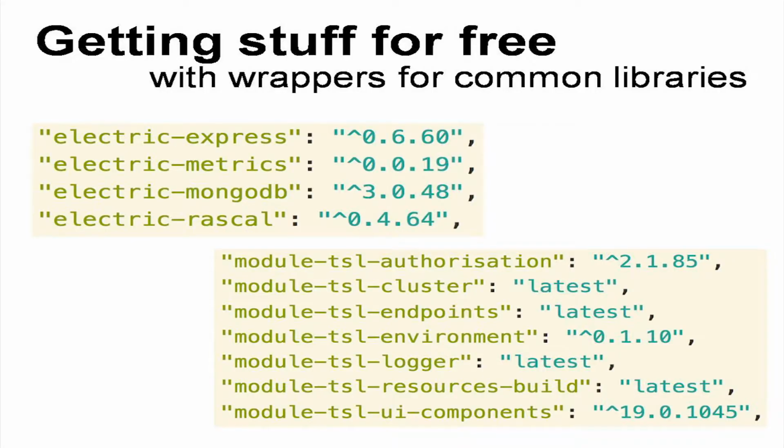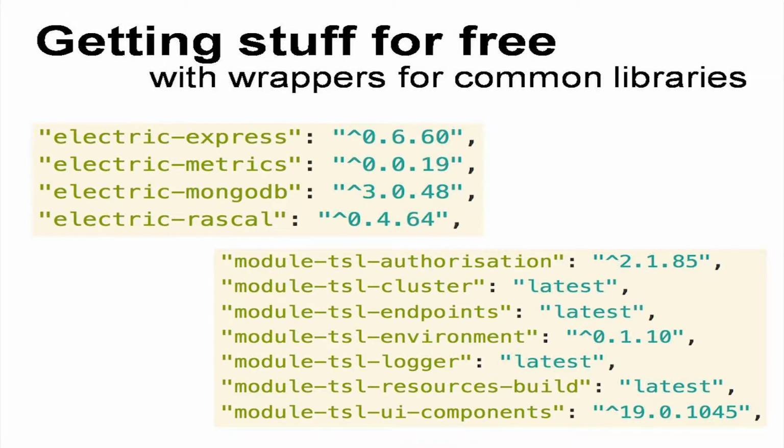If something goes horribly, horribly wrong and your application fails to deal with an error, it will be dealt with because you've got that pulled in. We also have Electric MongoDB, so everyone's using a similar version of the Mongo driver. Electric Rascal for talking to Rascal, which is a RabbitMQ wrapper. And then we also have a bunch of modules that people pull in for things like logger. So TSL logger is one good example.